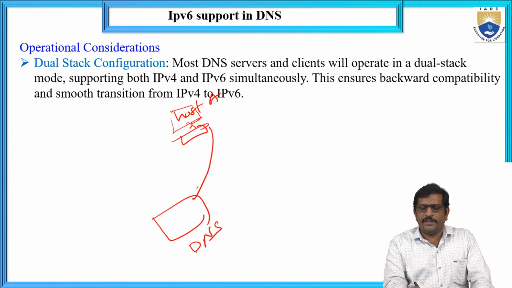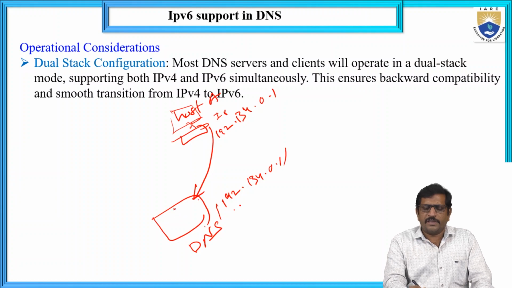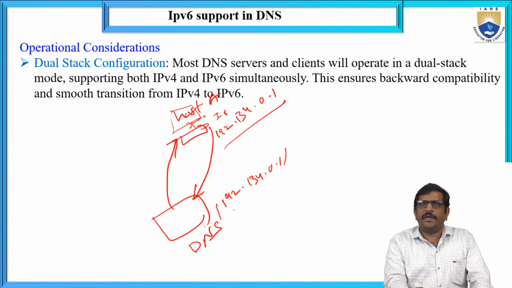This host is requesting the address for the domain name of a system, with an IP address such as 192.134.0.1. It is requesting this from the domain name server. The domain name server receives the request from host A and assigns the IP address to host A. Once assigned, host A works over the internet, so data can be retrieved and communication established.